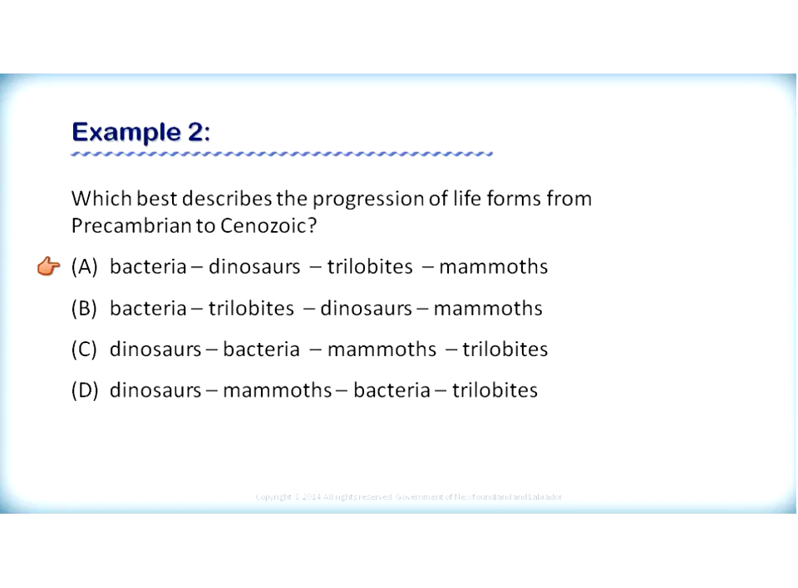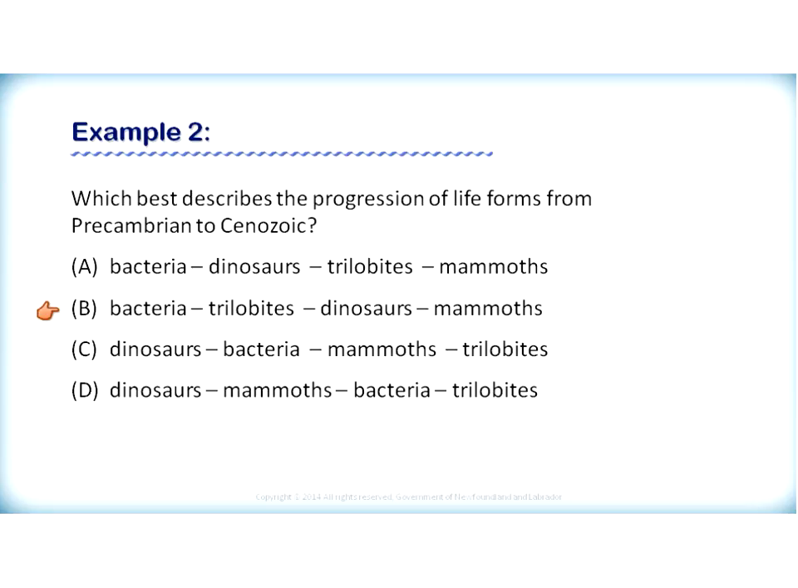So looking at our choices, choice A states that bacteria evolved into dinosaurs, which are reptiles, which evolved into trilobites, which are invertebrates, which evolved into mammoths, which are mammals. This choice would not be a good choice because dinosaurs, which are reptiles, precede trilobites, which are invertebrates. And in the previous slides, we noticed that invertebrates evolved before reptiles.